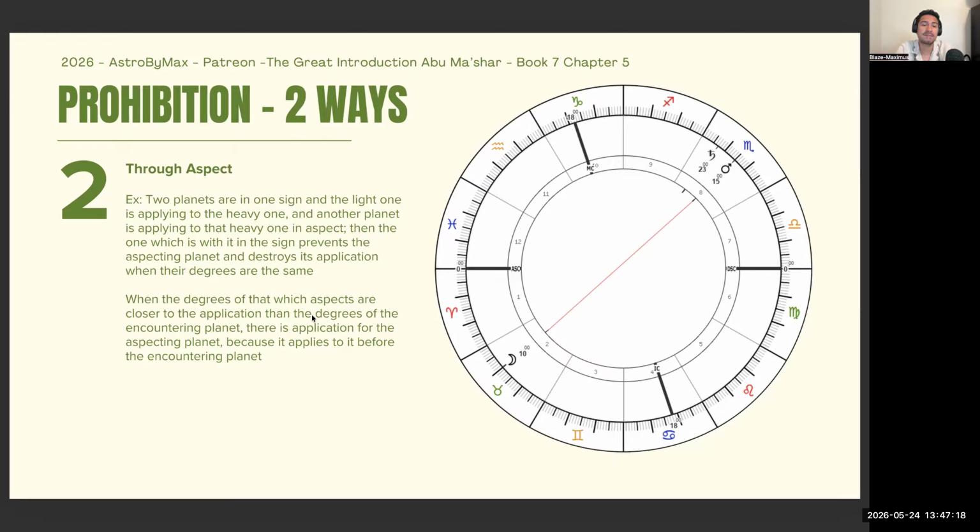And when the degrees of that which aspects are closer to the application than the degrees of the encountering planet, there is application for the aspecting planet because it applies to it before the encountering planet.